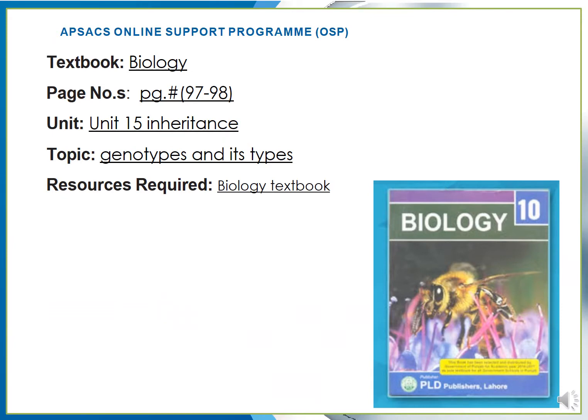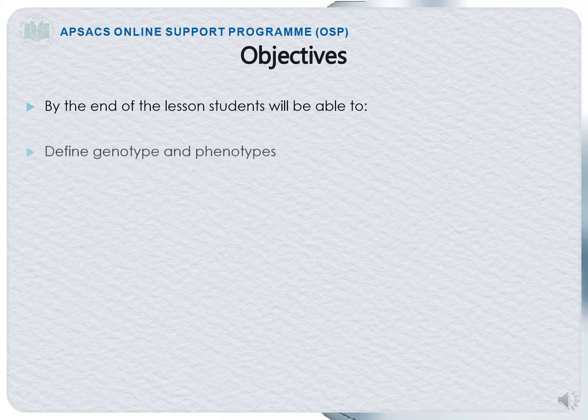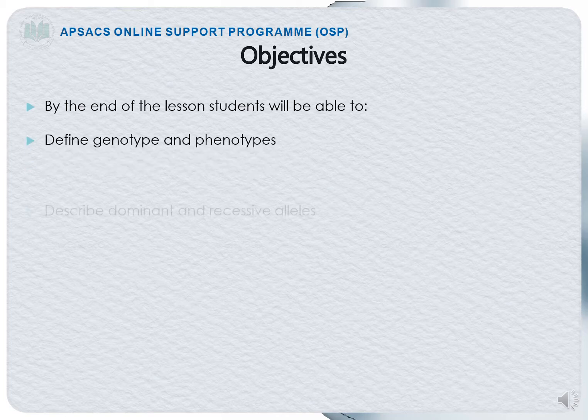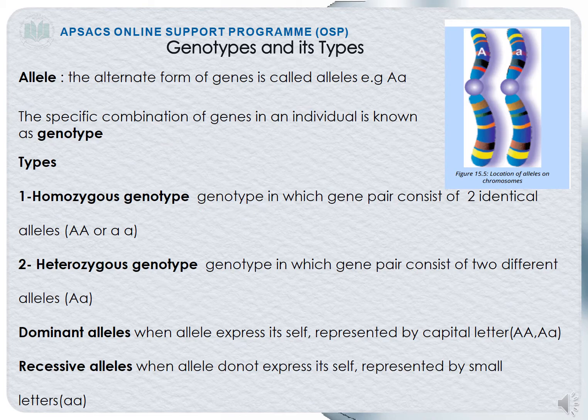This is subject biology, page 97 and 98, unit 15 inheritance, and the topic is genotype and its types. Objectives: by the end of the lesson, you will be able to define genotypes and phenotypes, dominant and recessive alleles, and discuss Mendel's laws of inheritance. So starting with the first topic, that is genotype and its types.